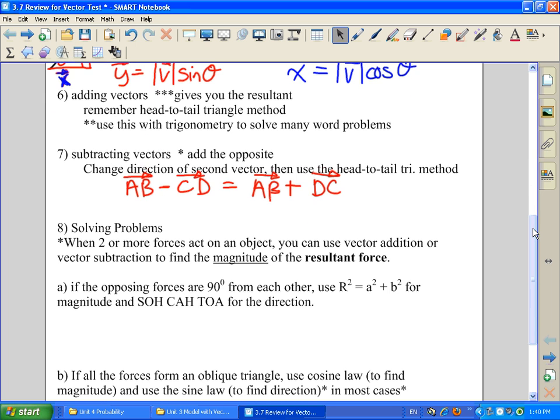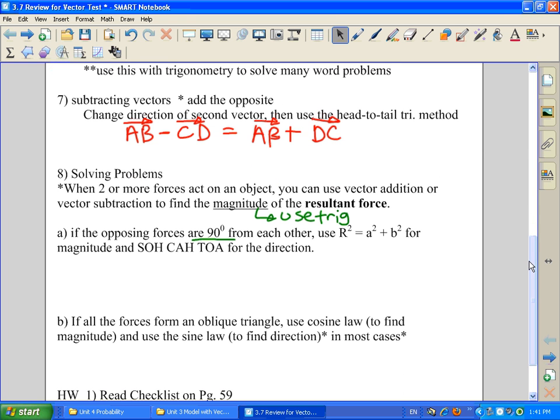All right. Number 8, solving problems. When two or more forces act on an object, you can use vector addition or vector subtraction to find the magnitude of the resultant force. Remember, to find the magnitude of that, you're going to use trig. If the opposing forces are 90 degrees from each other, then you can use Pythagorean theorem or SOHCAHTOA. That's because they are 90 degrees. In most cases, they are not, but in some cases, you can do that.